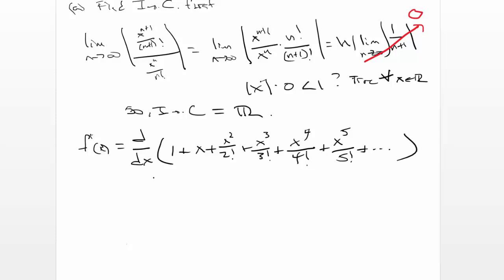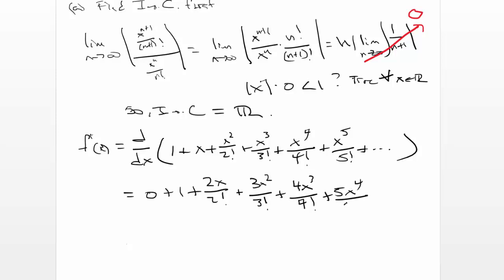Find these derivatives term by term. The derivative of 1 is 0. The derivative of x is 1. The derivative of x squared over 2 factorial is 2x over 2 factorial. The derivative of this next term is 3x squared over 3 factorial. 4x to the third over 4 factorial. 5x to the fourth over 5 factorial, and so on.